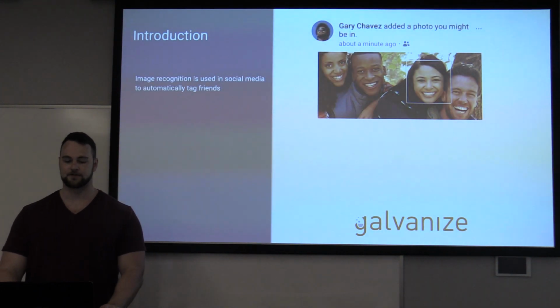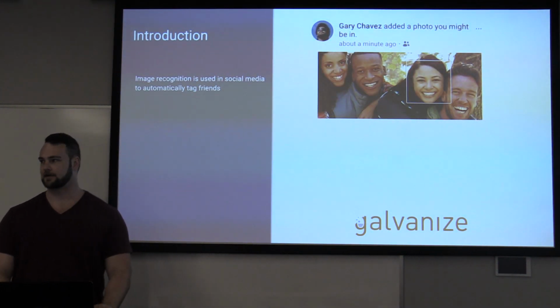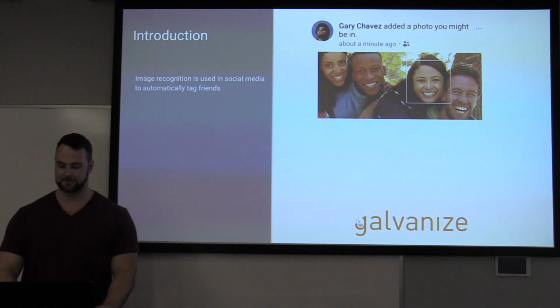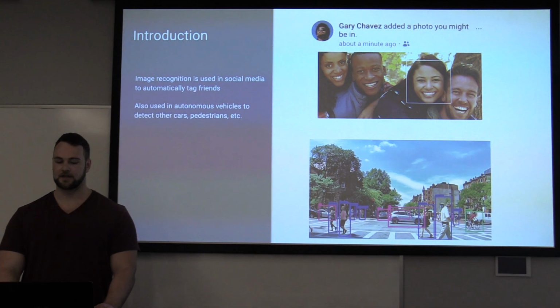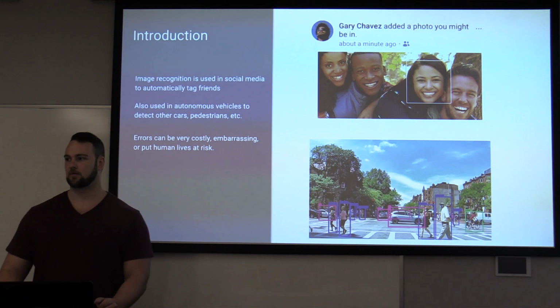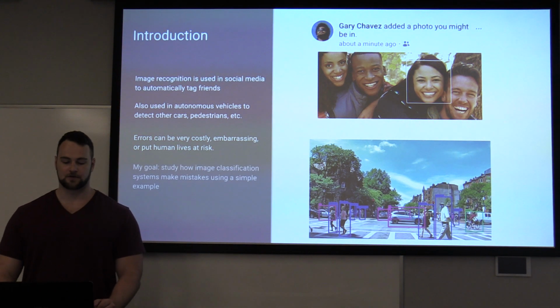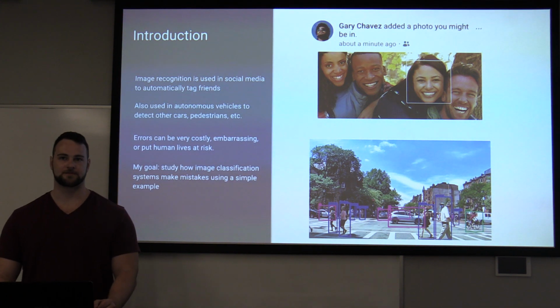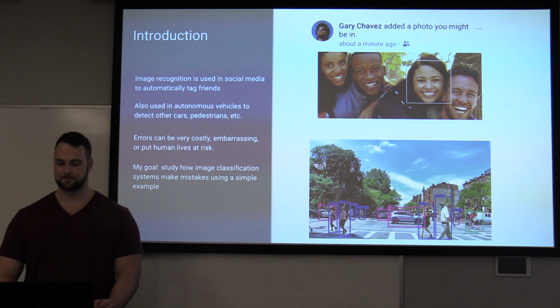Image recognition is used in social media to automatically tag your friends. Many of you have probably seen this feature on Facebook. It's also used in autonomous vehicles or self-driving cars to detect other cars or pedestrians, etc. The key here is that errors can be very costly, embarrassing, or put human lives at risk. And so my goal in this project is to study how image classification systems make mistakes using a simple example.